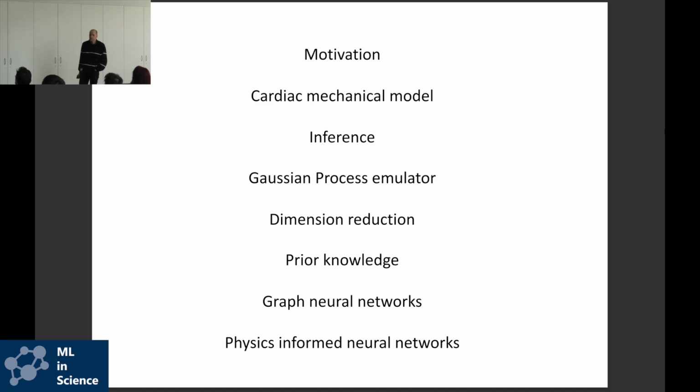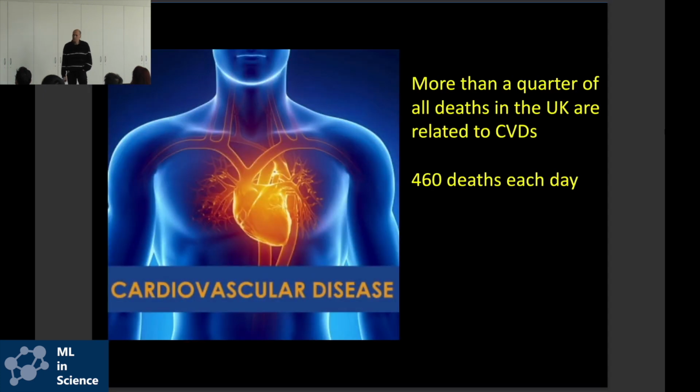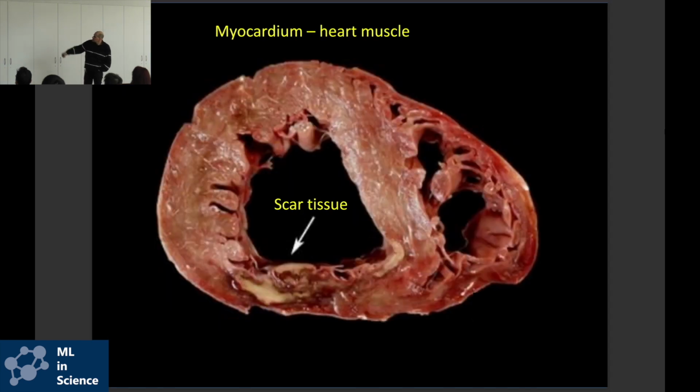The motivation is a simple one. According to the BHF, the British Heart Foundation, a quarter of all deaths in the UK are related to cardiovascular diseases. We have on average 460 deaths each day. And here is a cross-section through the heart of a patient who died from a heart attack. You see the scar tissue at the bottom. That tissue has actually died as a consequence of deprivation of oxygen, and then the physical properties of the tissue change, in terms of its flexibility and its contractility.